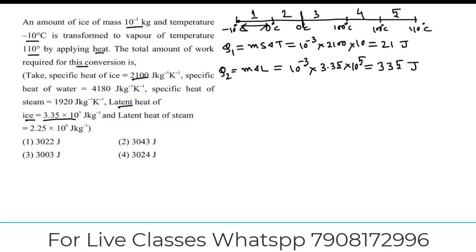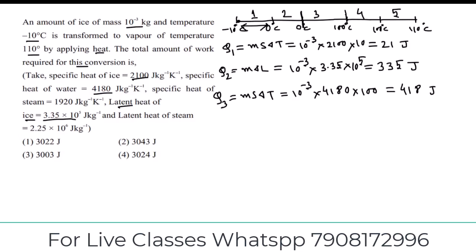So now it reaches stage 2, that is it becomes water at 0 degree centigrade. Now the water at 0 degree centigrade when heated will reach 100 degree centigrade water. Let's say this is Q3. So again Q3 is mass into specific heat of water into change in temperature. So mass is 10^-3. The specific heat of water is 4180 joule per kg Kelvin. So 4180 into the temperature change, from 0 to 100 degree centigrade, that is 100. So this becomes 418 joule.